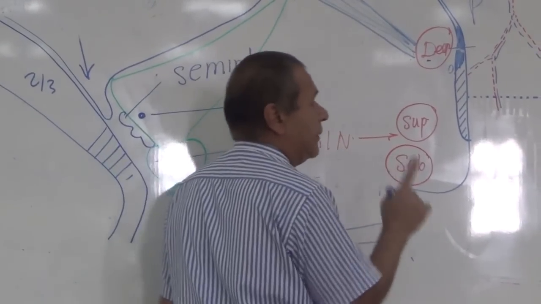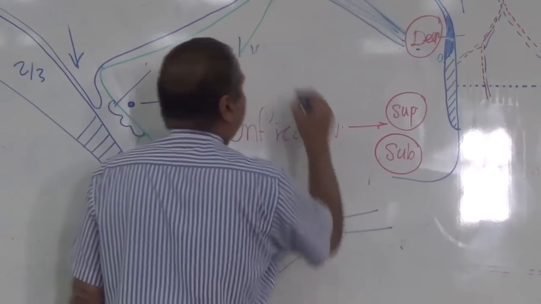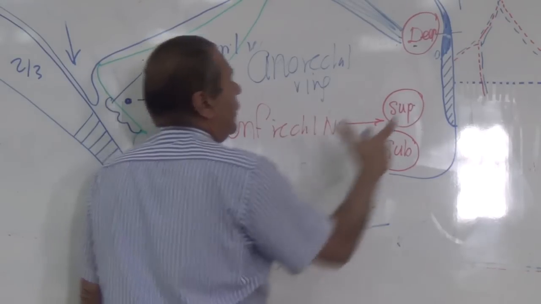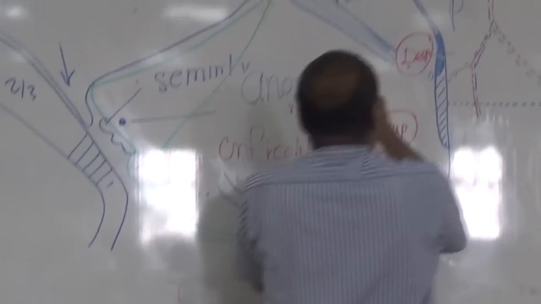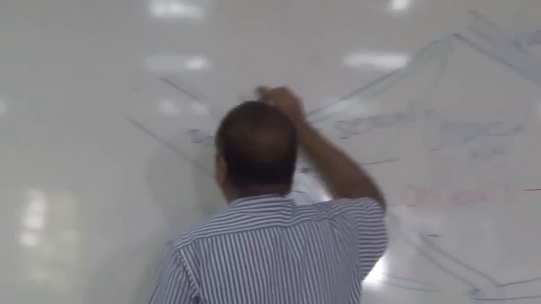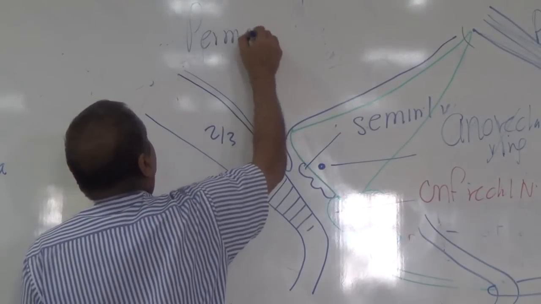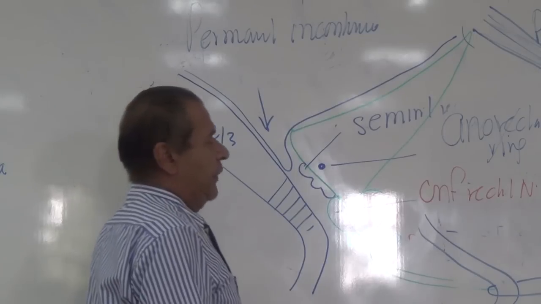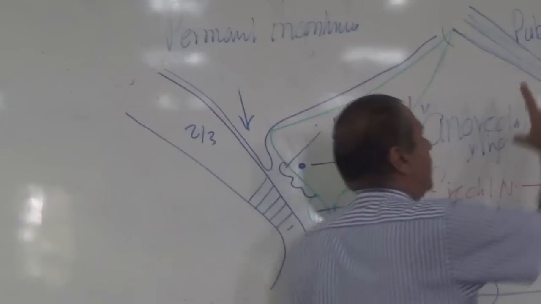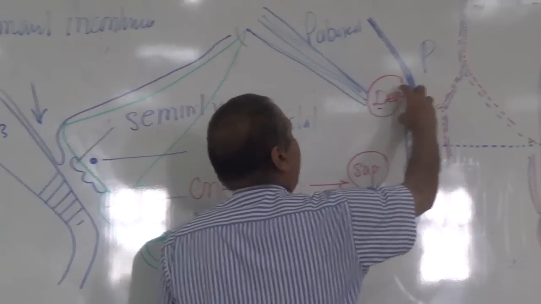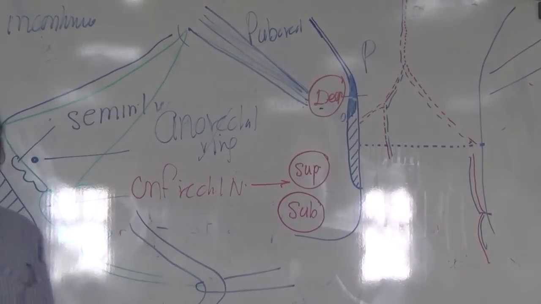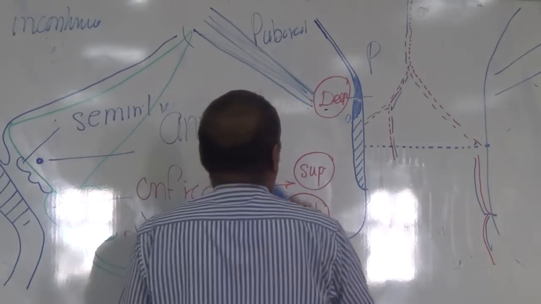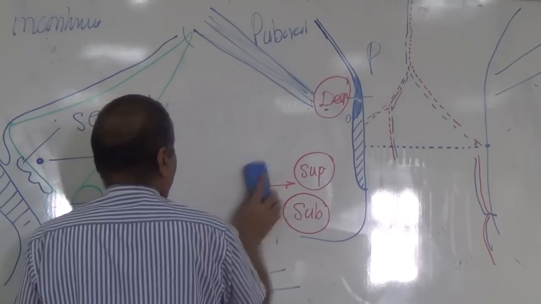And this ring can be palpated by PR examination, and it's called the anorectal ring. This ring is important. If there is damage of this ring, permanent incontinence can occur. If I damage the anorectal ring, which is formed by the puborectalis muscle, the deep part of the external anal sphincter, and the internal anal sphincter, permanent incontinence will occur. But damage of the internal or the external alone will not produce permanent incontinence.